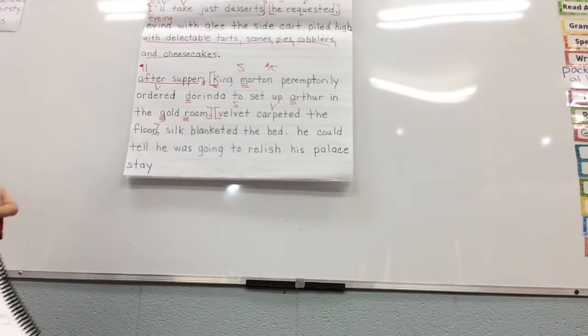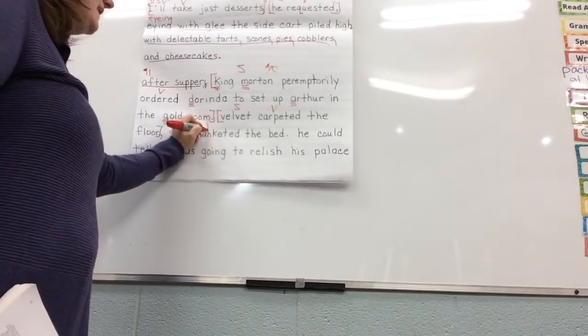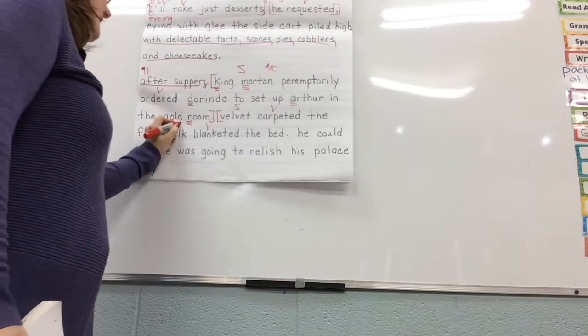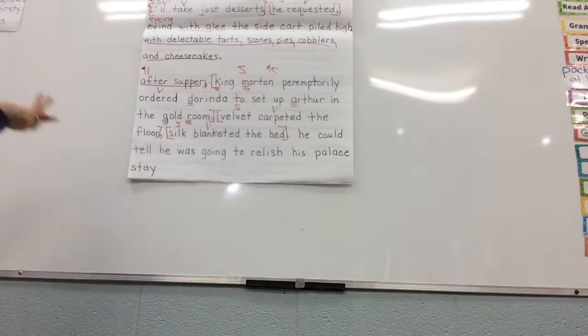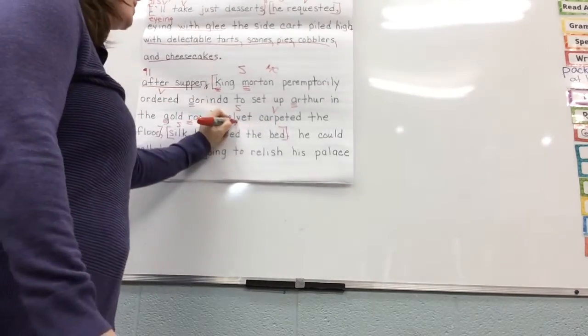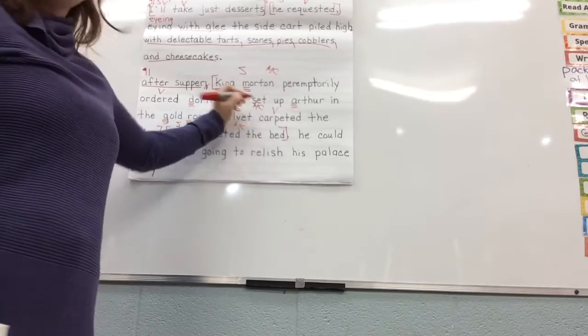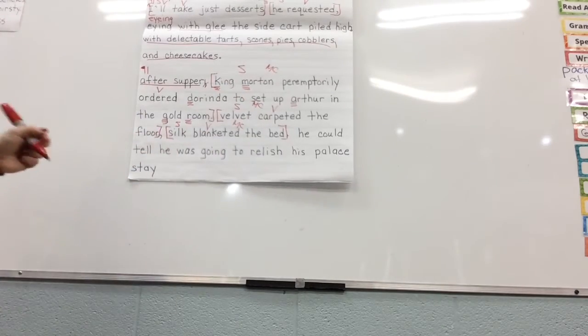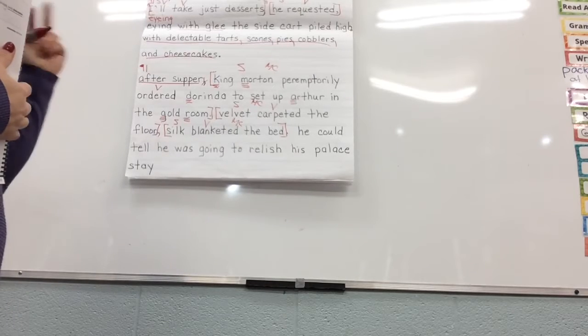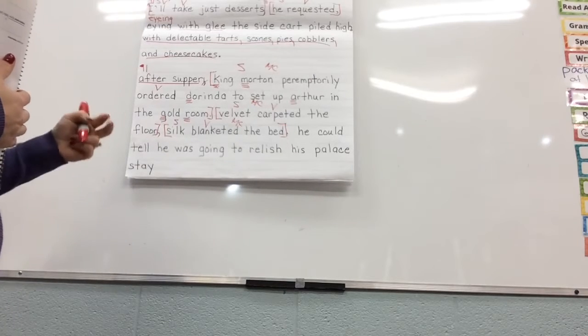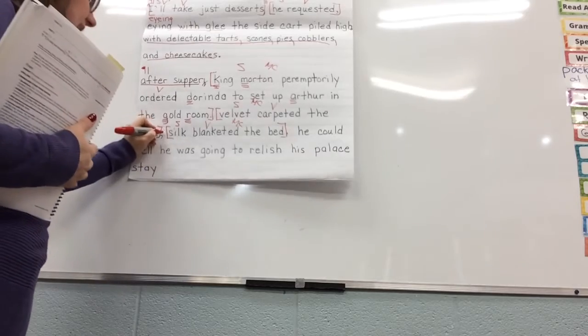And then we have silk blanketed the bed. Blanketed is the verb. Who's blanketing? Silk. Again, that can stand alone as a sentence. Silk blanketed the bed. So we've got two MCs, and we've talked about how can we join two MCs. All we have in here is a comma. And remember what we said? We had to do comma, and we had to add the word and.